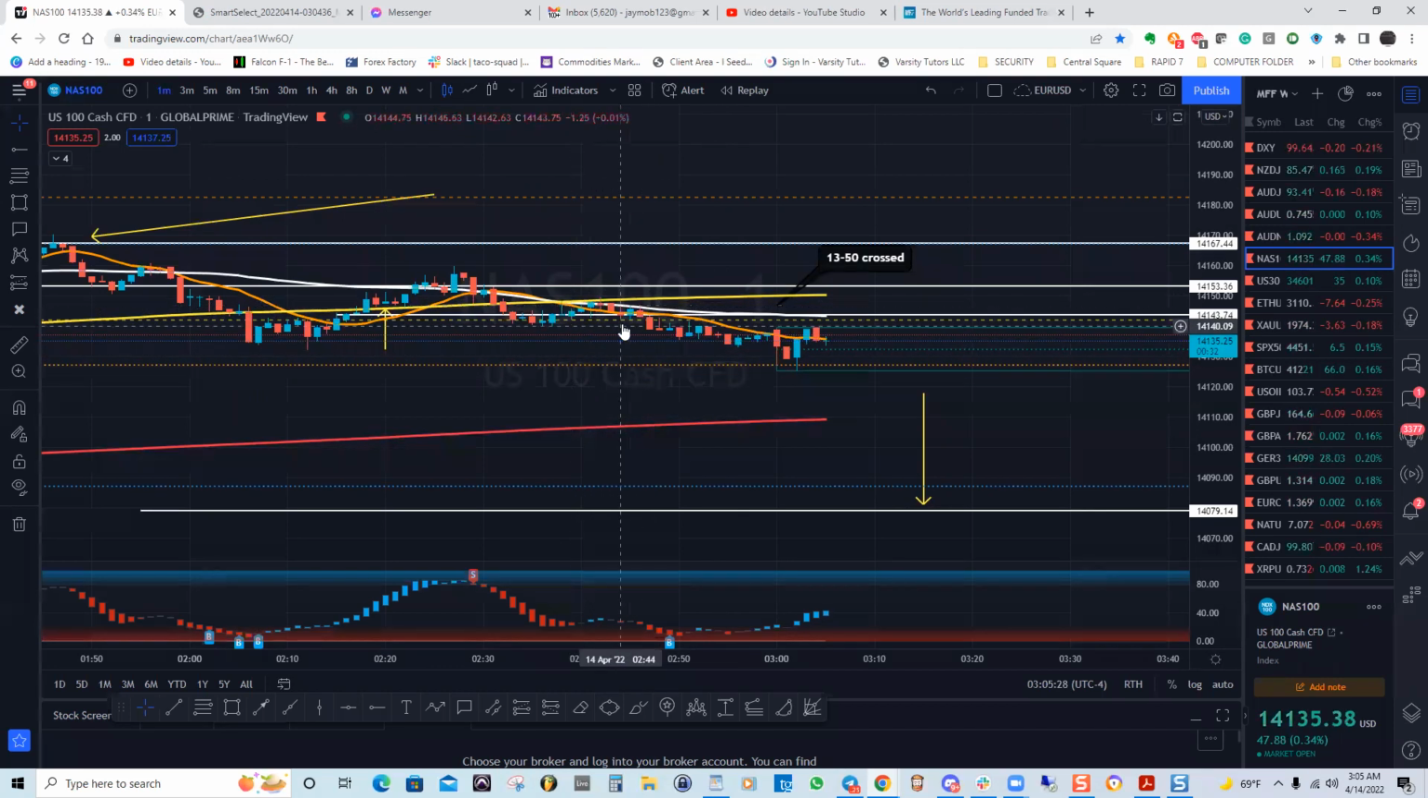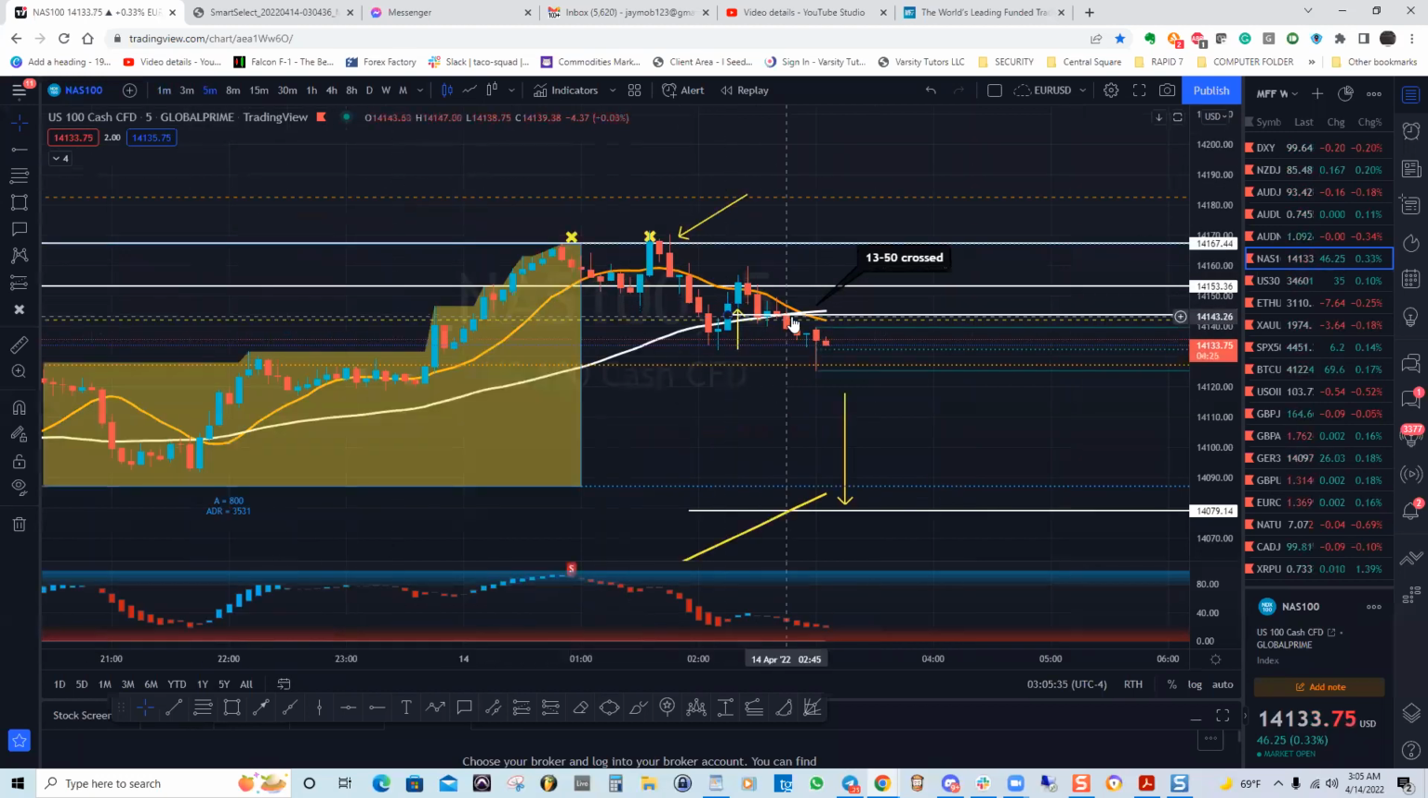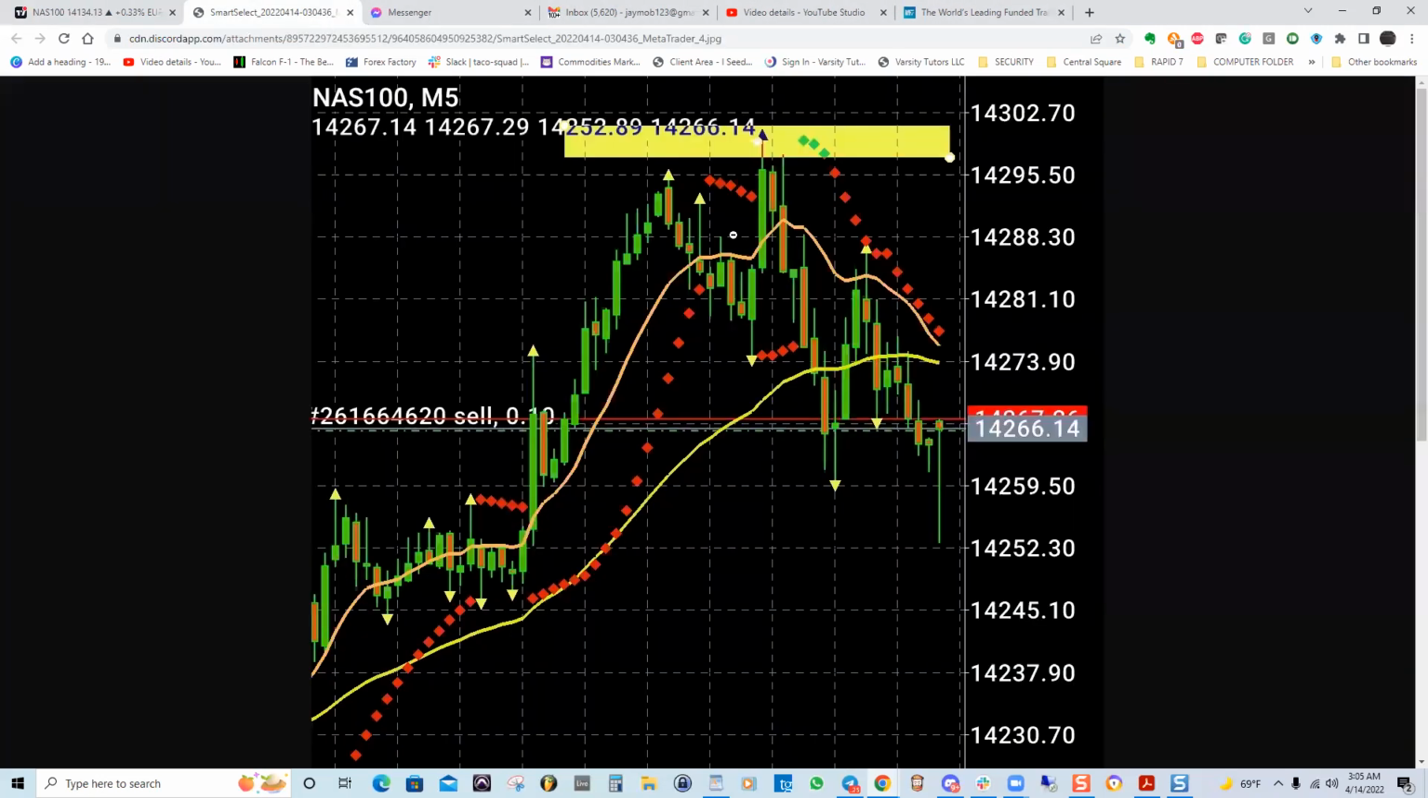See, the 1 minute time frame already crossed over. So we're in the sell for Nas right now. I got in here, but I should have got in here. This is what I should have got in right here. See that? Right in here, I should have got in right here.